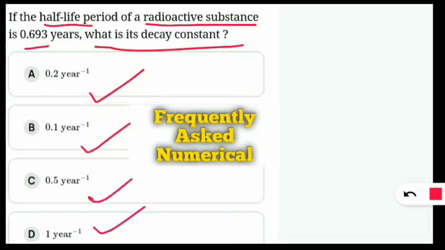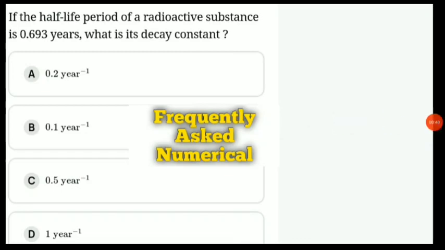So in order to answer this kind of question, you should know the concept behind it. Every radioactive substance is undergoing decay everywhere. Every time it is undergoing decay, its value is decreasing, that is, its mass is decaying according to the property of a radioactive substance. So if you know the half-life period of any radioactive substance, here it is 0.693, we will be able to calculate the decay constant.